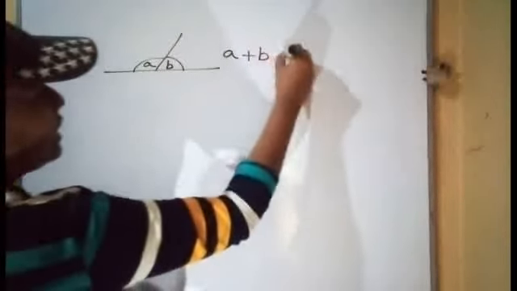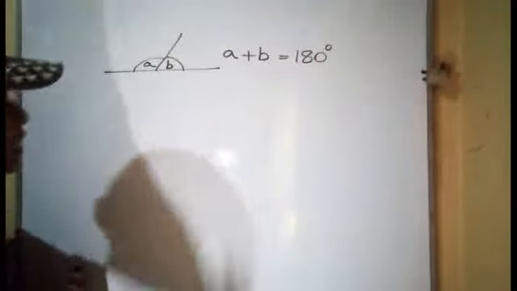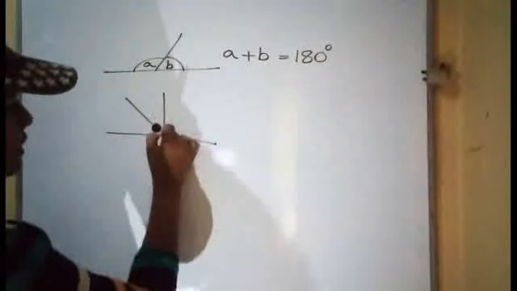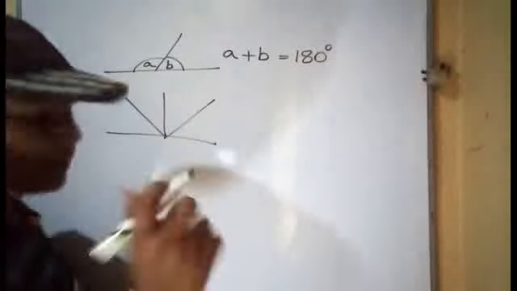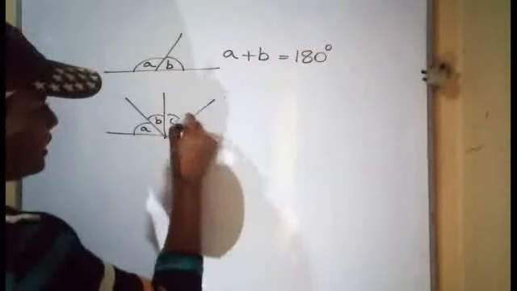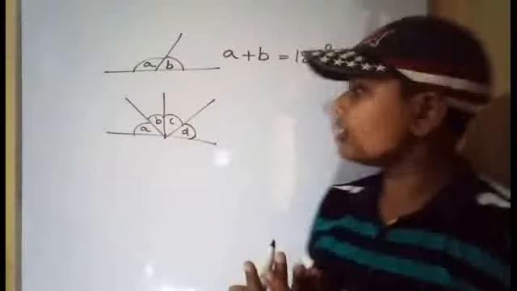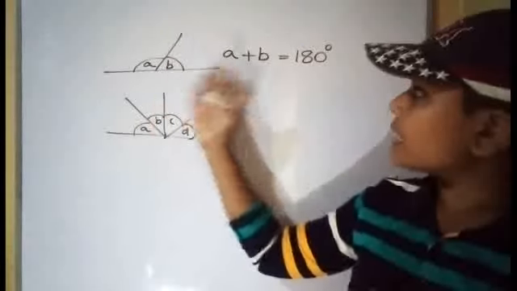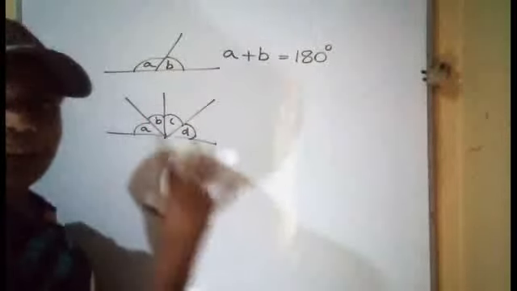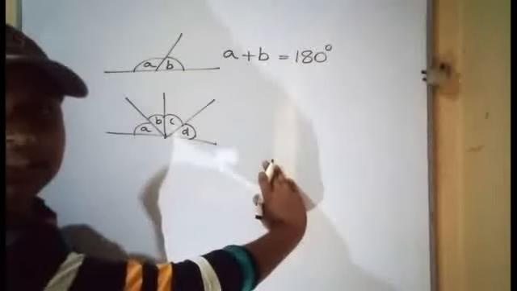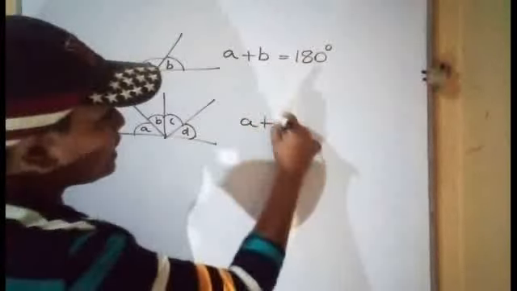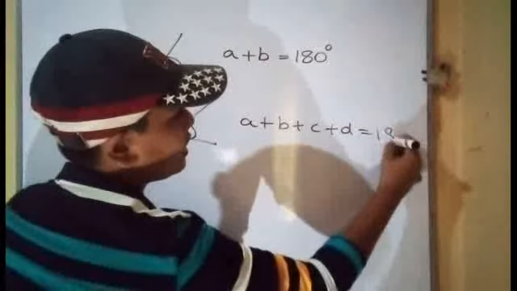If you have two angles like this, A and B, that means A plus B equals 180. Now you have a figure like this. How many angles are there? They are A, B, C, and D. Now you have four angles. Is this a problem? No, not a problem. This is a straight line, a straight angle. So A plus B plus C plus D equals 180.